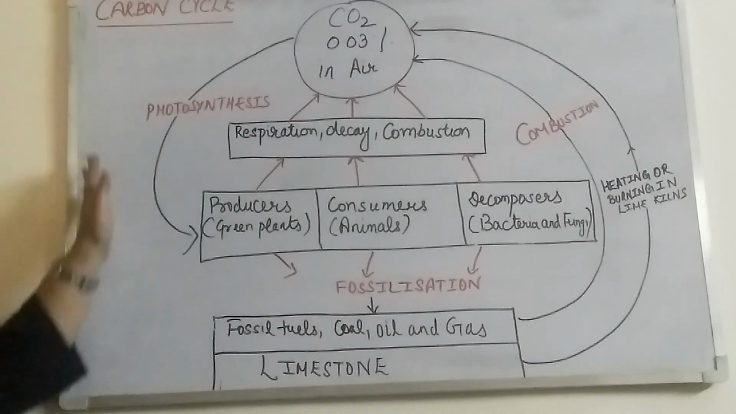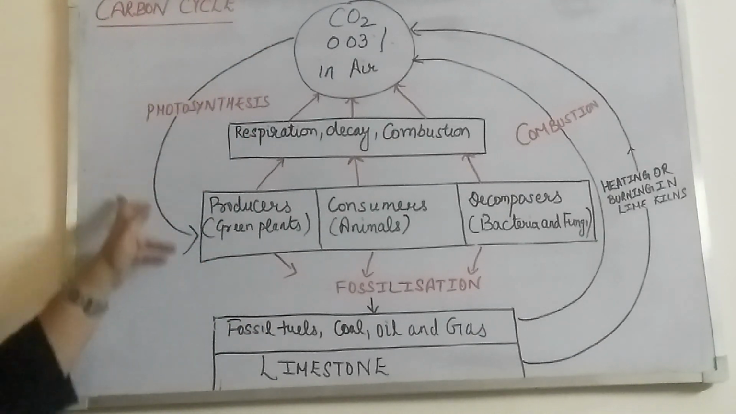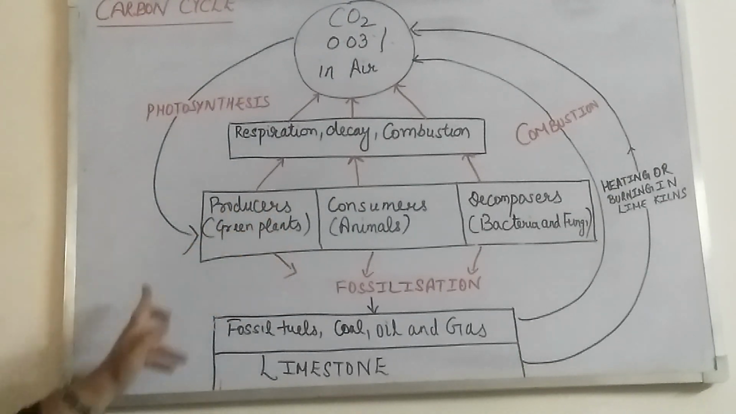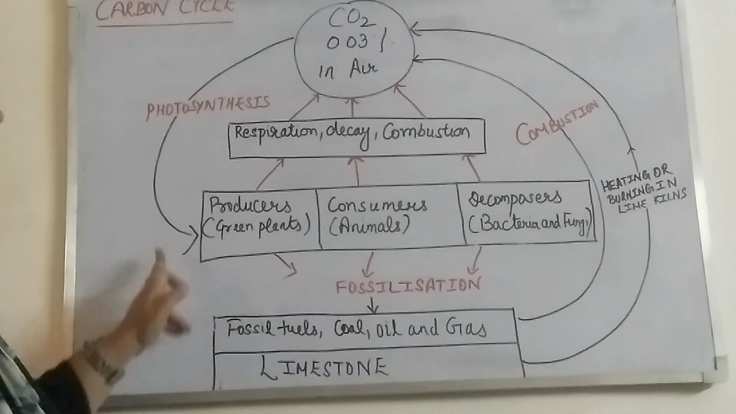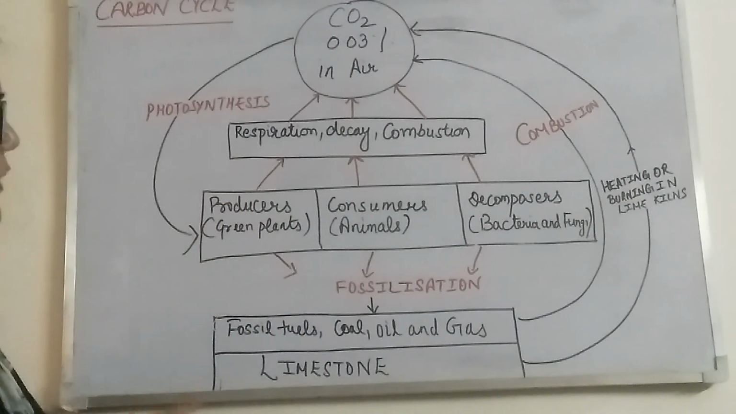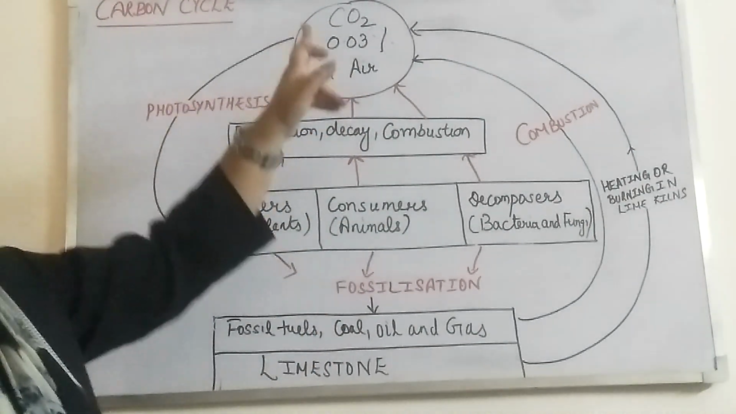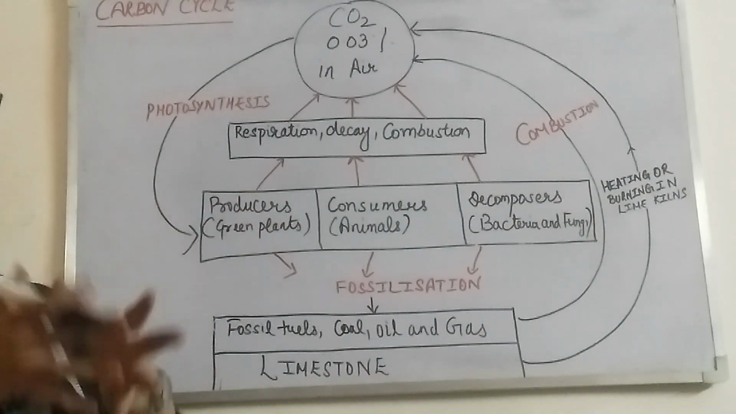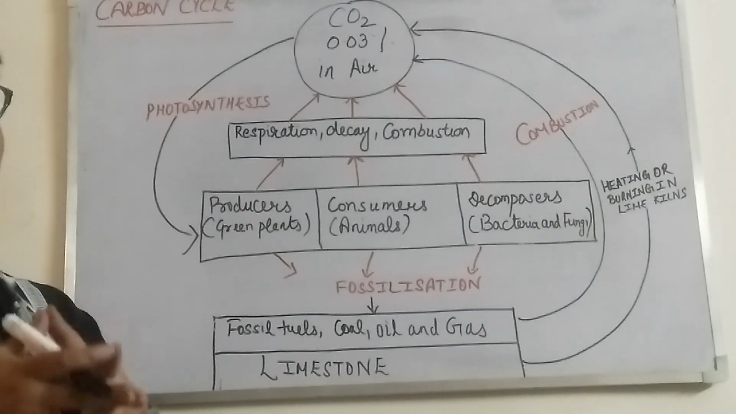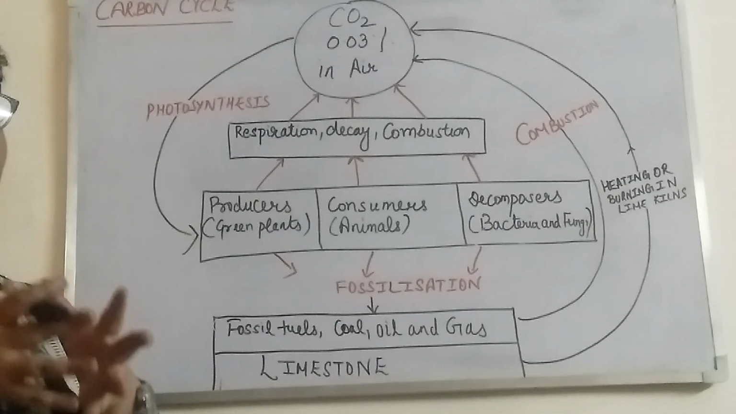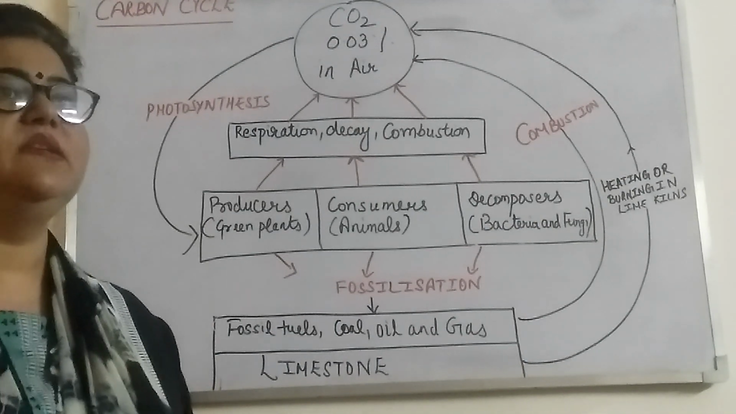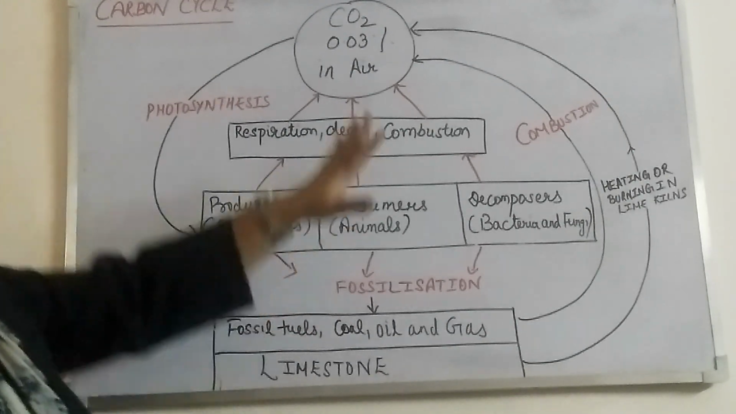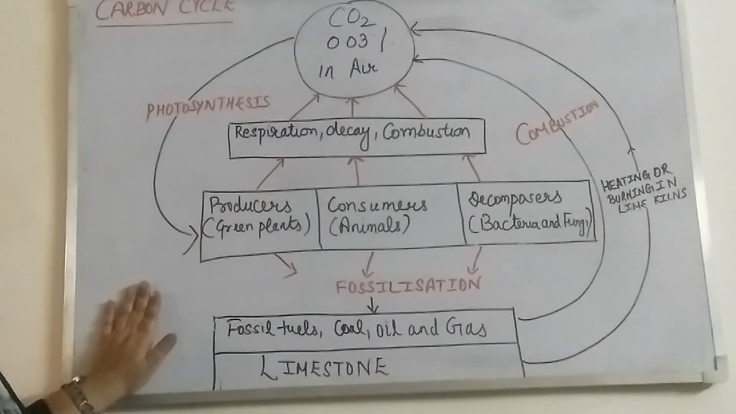So see, this is the whole carbon cycle, how the carbon is taken by all the living beings and how it is again going back from the same living beings, or in an indirect way, to the air. So that's why the concentration of carbon always remains the same, that is 0.03%. But nowadays it is increasing. Why is it increasing? Because of the pollution. So this is all about the carbon cycle.